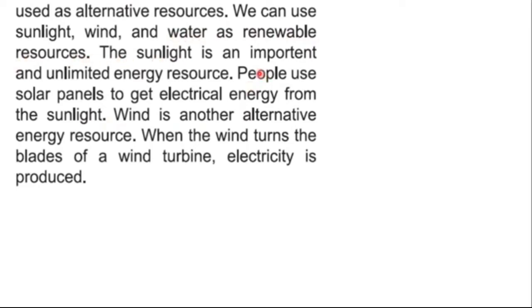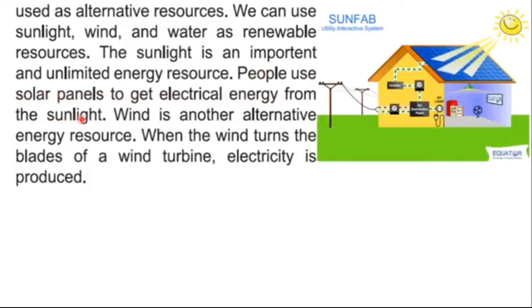The sunlight is an important and unlimited energy resource. People use solar panels to get electrical energy from the sunlight. Here, from the sun, the sunlight or sun rays fall on the solar panel, and the solar panel can turn the light energy into electrical energy. Now from there we can use the energy. Here, wind is another alternative energy resource.